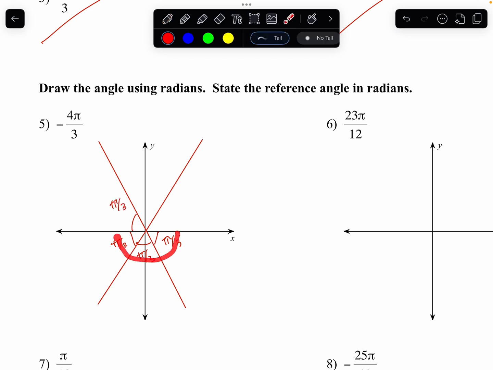Because this is 180 degrees, 3 out of 3 would give me a pi, which again, pi radians is how much is in half of a circle. This would be 6 pi over 3, which is equivalent to 2 pi, which is how many radians are in a full circle, a full rotation. And then I want -4 pi over 3, so -4 is going to come in right here where I measure, and this is the angle that I want. So this angle right here is -4 pi thirds.